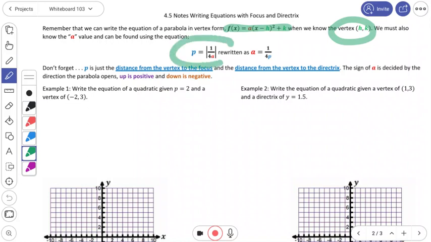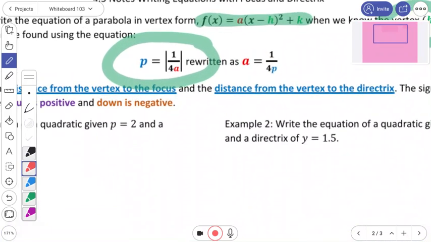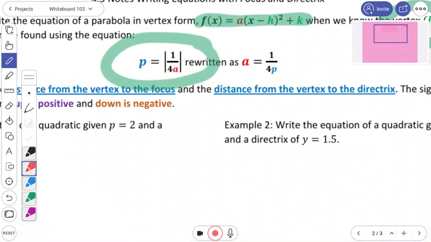That p-value, use this formula right here, but we rearranged it on our paper so that we could find our a value. So there's a mistake here. So sorry. This should be the absolute value of a is equal to 1 over 4p. So make that correction on your note sheet and make note of it right now.